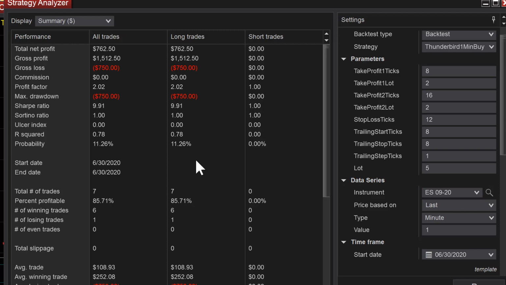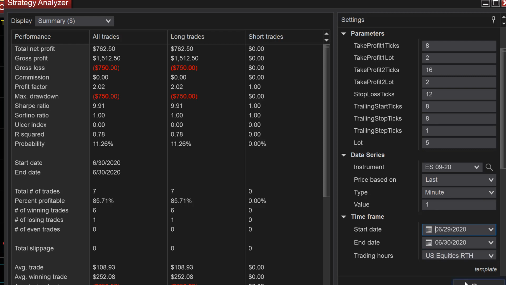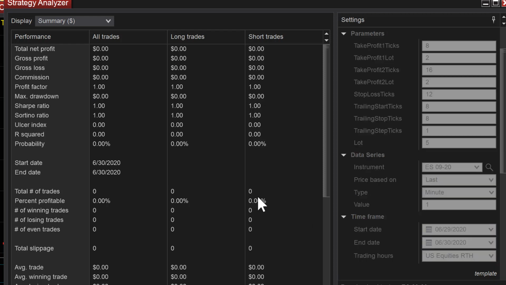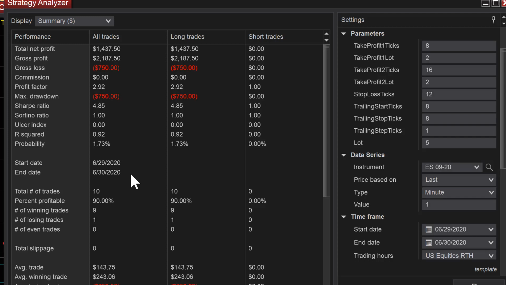Wow. So let's go out 2 days here. Let's just go to the beginning of the week. Start date. And we'll see what it looks like here. It was 85%. Whoa! Now look at that. Holy crap! We're up $1,400. Profit factor almost pushing 3. Again, some of these Sharpe ratios, I don't pay attention to these too much.